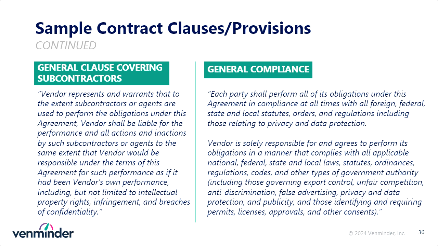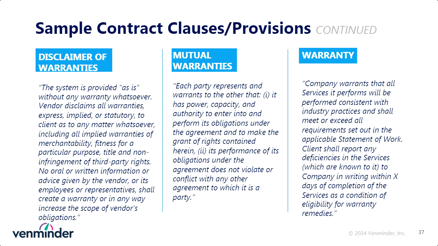And remember, I mentioned a few slides back that you might have one clause that covers it all, or you may have it scattered throughout the contract. So here's one clause, as well as a clause around general compliance requirements with the agreement. And then here's that standard clause you typically see with disclaimers of warranties. Here's one for mutual warranties, and then here's another one that covers some warranties. So a good sampling of how warranties could be covered in a variety of ways.